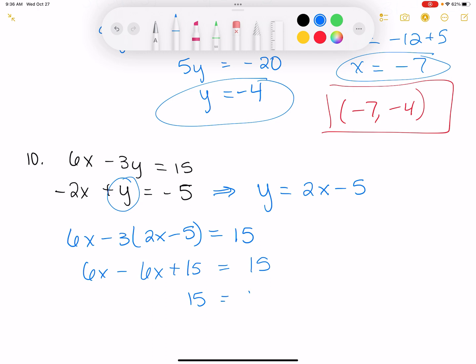Well, I see 15 equals 15. What does that mean? Is this always true, never true, or sometimes true? Always true, so that means there's infinitely many solutions. That means you're done.